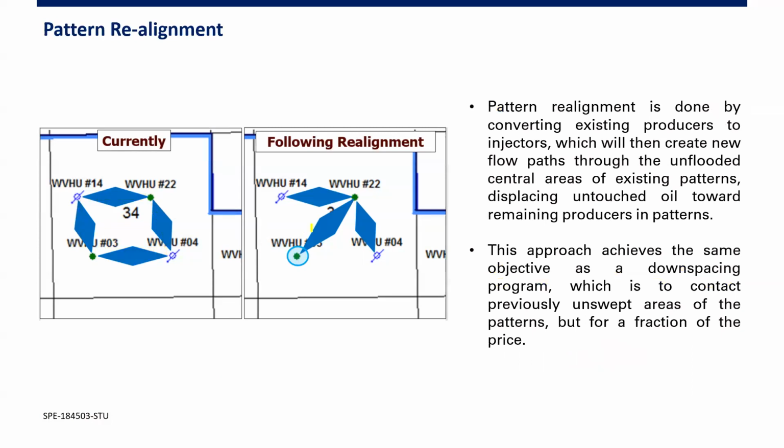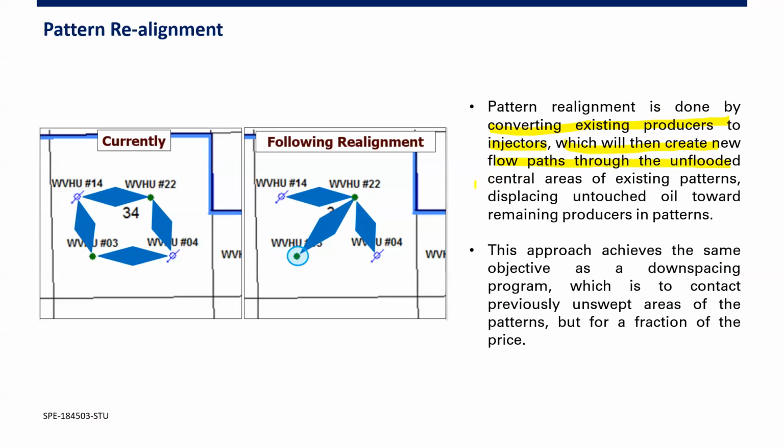Pattern realignment is done by converting existing producers to injectors. Okay, so mainly here, pattern realignment is defined by or is done by converting existing producers to injectors rather than adding new producers or new injectors. Okay, so that's how we use the term in this paper. Pattern realignment is done by converting existing producers to injectors, which will then create new flow paths through the unflooded central areas of existing patterns. So that's a very beautiful statement here.